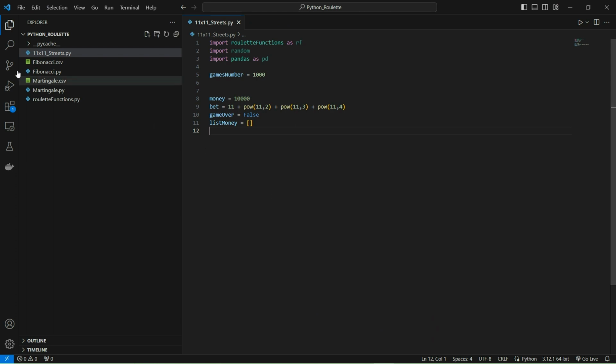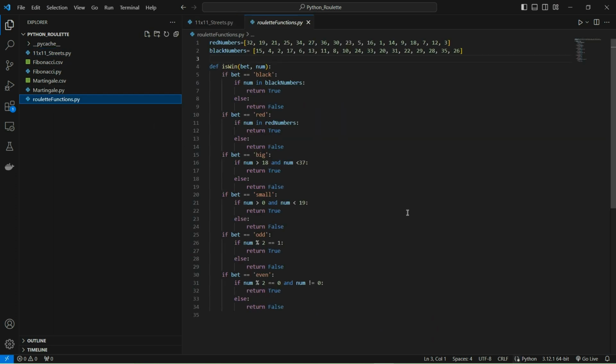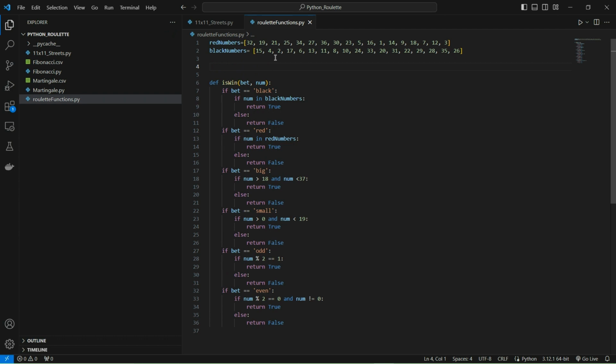Now I will go to the roulette functions module, and here I need to write a function to check if you win or not. I will copy this line of code, and I will give this function the name street win. And here instead of bet I will have the parameter avoid. There are 12 streets in total and I will bet on 11 streets, so I need the number of the street that I will avoid.